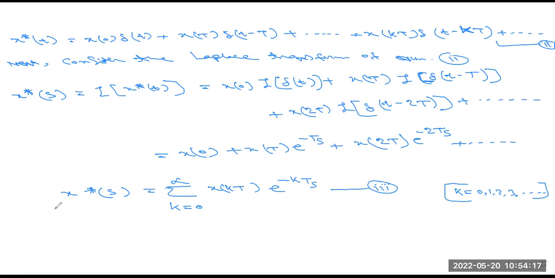Now we define e to the power ts equal to z. So we have to express e to the power ts as z. So the equation becomes s is equal to, from here, 1 by t log z. Okay, so we have to express this as s is equal to 1 by t log z.